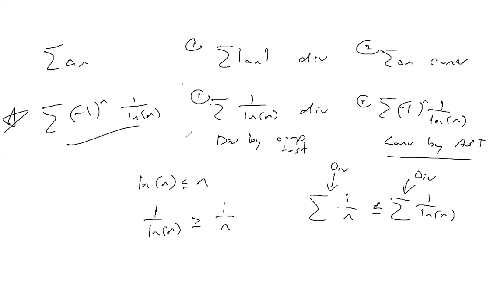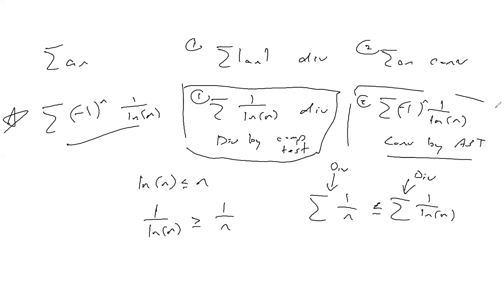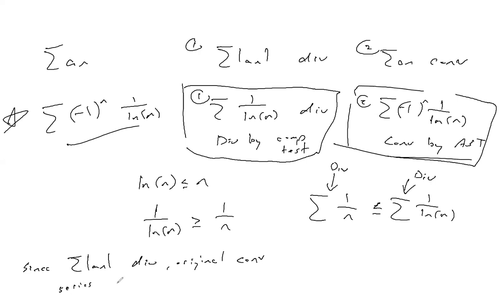So I've shown my two things. I've shown the absolute values are divergent and my original is convergent. That is the very definition of conditional convergence. To wrap it up, you could say, since the absolute values are divergent and the original is convergent, the series is conditionally convergent. So that's how we show something's conditionally convergent.